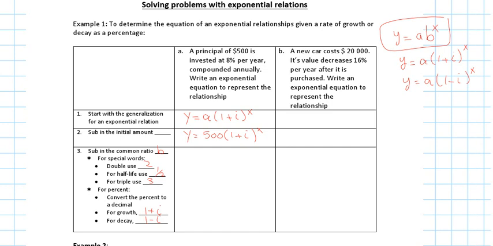So what's my i? That's 8%, which is what? 0.08. So I have to plug that in. So it's going to be 500, 1 plus 0.08 to the power of x. And that is going to be 500, 1.08 to the power of x. Okay? So you see that ending up with this, right? If you look at this here, that looks like y equals a b to the power of x, correct? Where a is 500, b is 1.08, to the power of x.